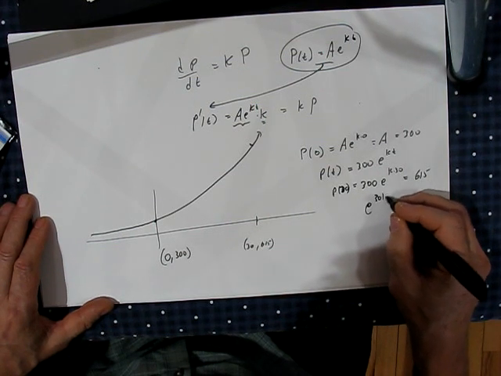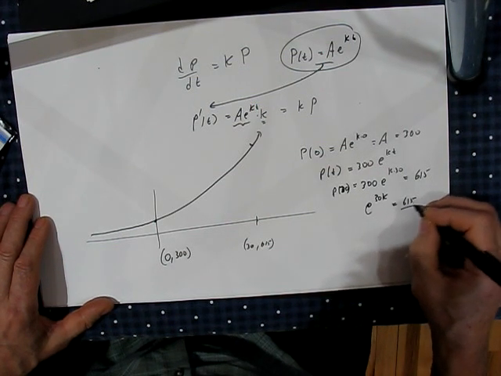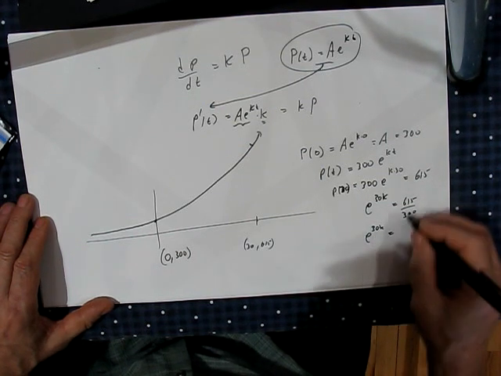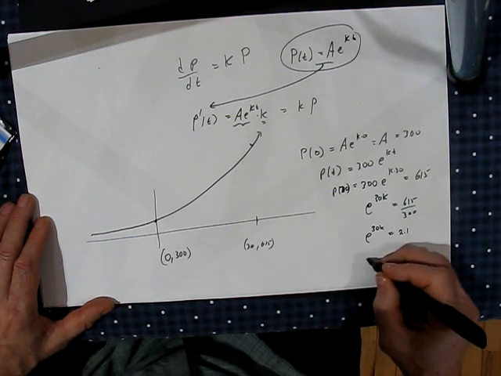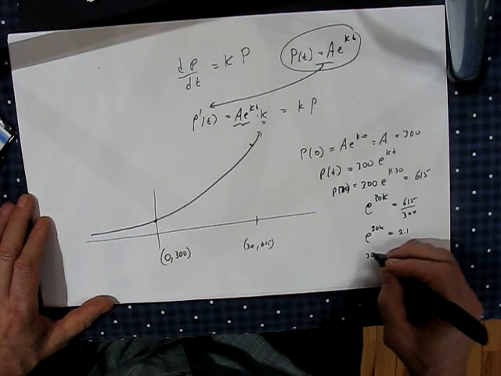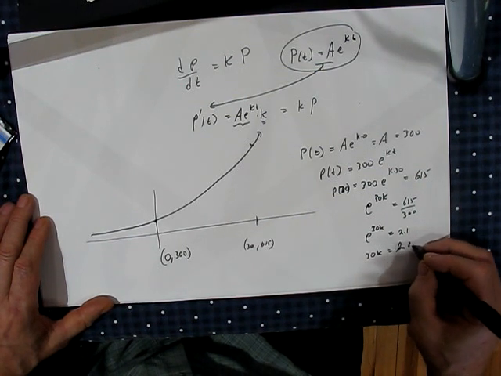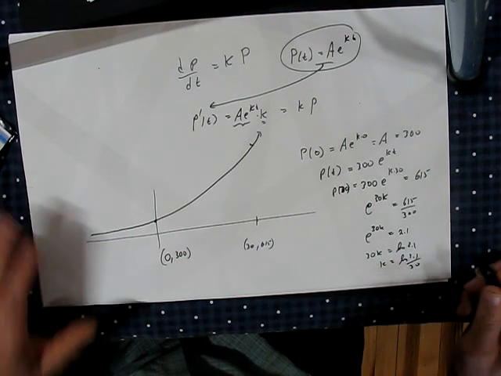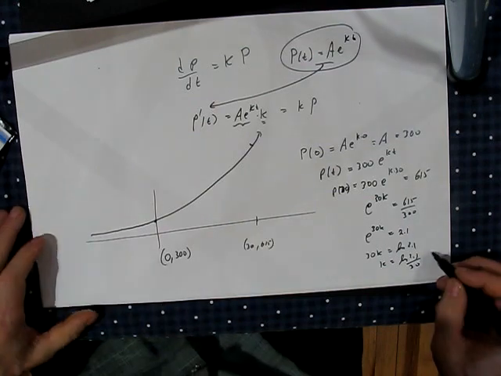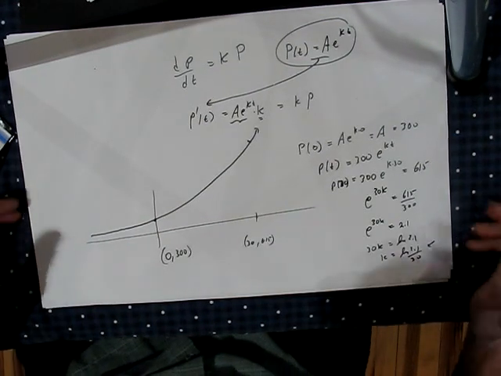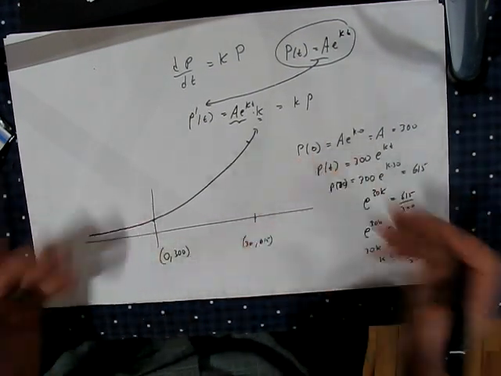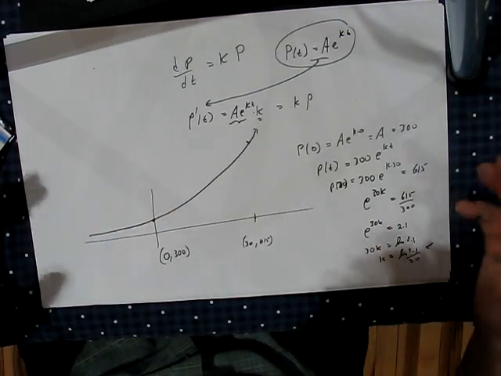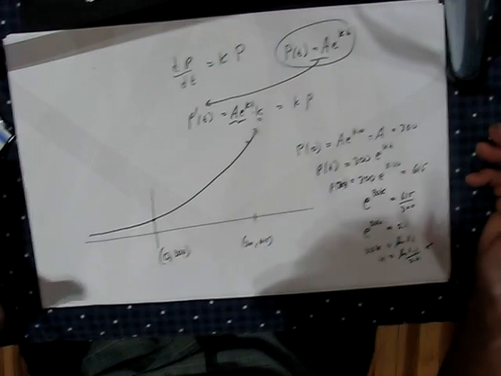And so now e to the 30k equals 615 over 300, which is e to the 30k equals 2.1. And then we'll take the ln of both sides. 30k is ln of 2.1. k is ln of 2.1 over 30. And now, this is actually an annual reproductive rate. So we've created a model which describes how the society of North American people have children.